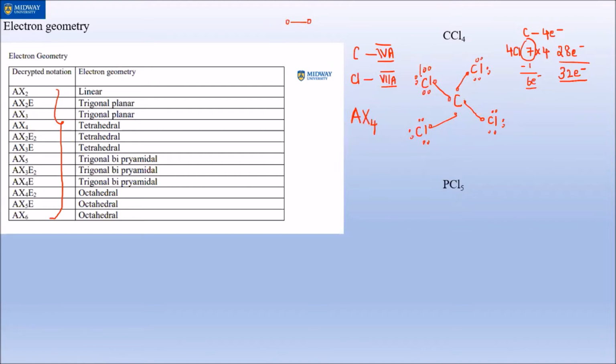What do you see here? These are lone pairs, but they're on the outer atoms. We don't have any on the central atom because we had 4 electrons and they are evenly paired with 4 chlorine atoms. So the central element does not have any lone pair. This is the decrypted code, AX4. And what does AX4 correspond to? Tetrahedral.